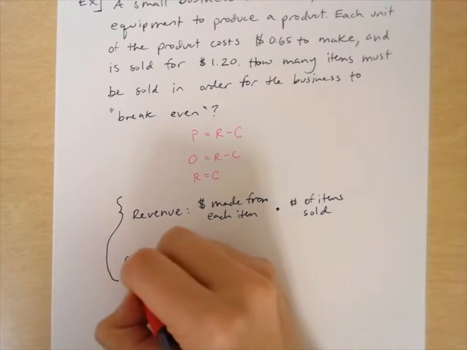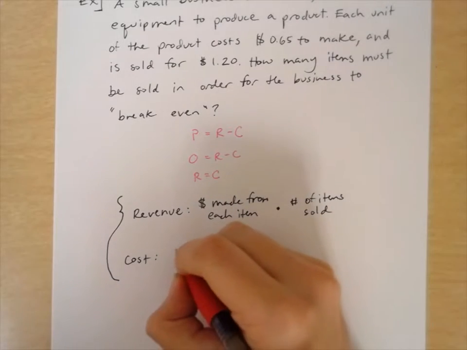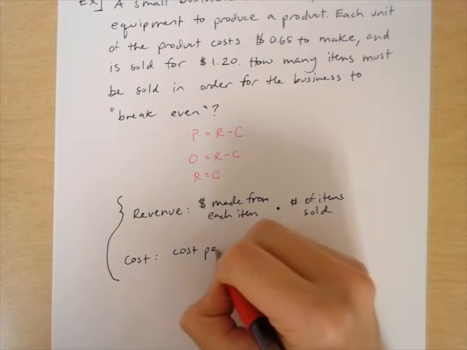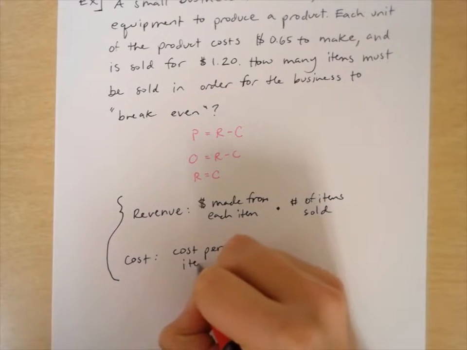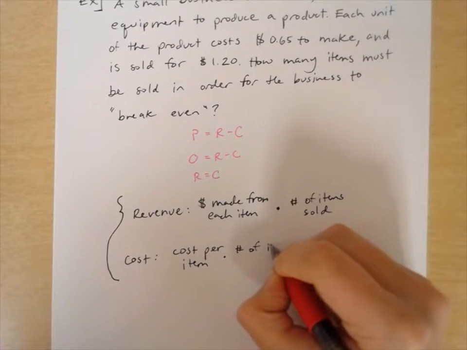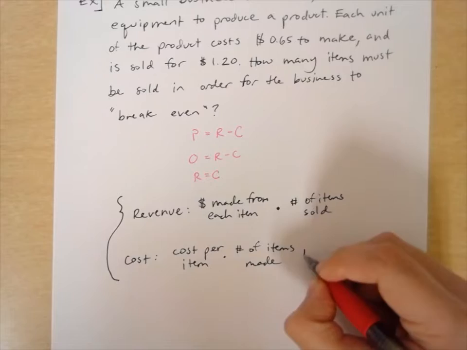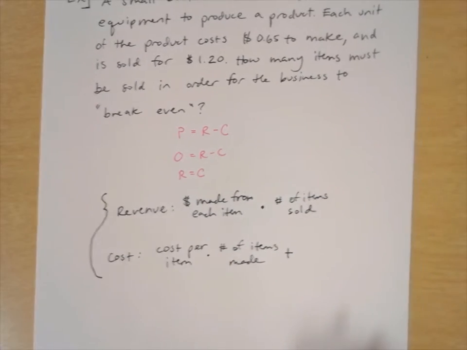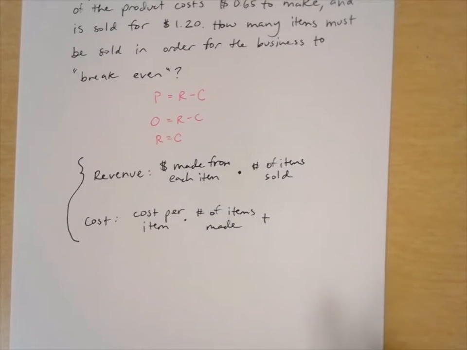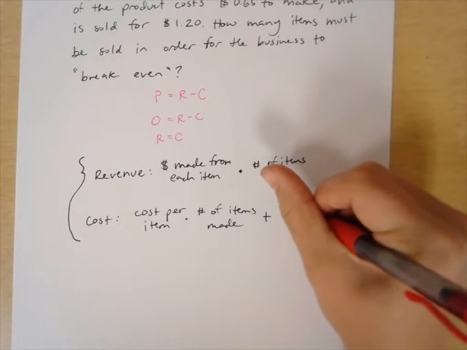And our cost includes a few different things. Not only are we talking about the cost to make each item, cost per unit, cost per item, times the number of items made, but we also have to take into account initial costs. Businesses typically don't just rise from the ground without any money being spent on them. You usually have startup costs or initial costs.